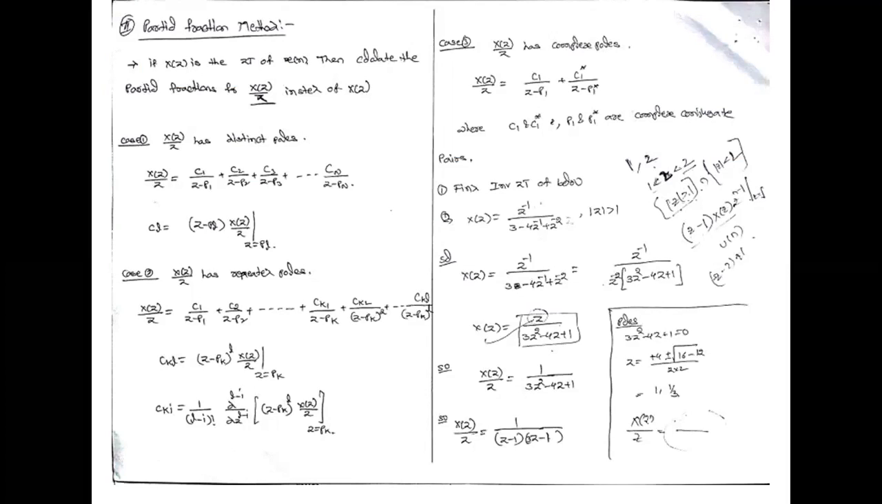We have three cases. The first case is distinct poles: for the different poles we get, how we can find the inverse transformation using partial fraction expansion. If there are repeated poles, we can follow this procedure to find the inverse transformation for the given function X of z by using the partial fraction method. And the third case, if we have complex poles, we can use this procedure to find the inverse transformation of the given function by using the partial fraction method. These three cases we know.